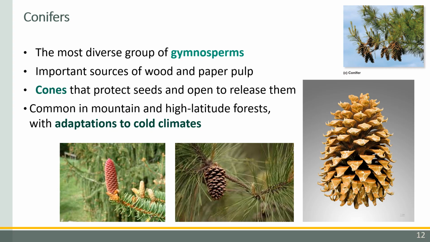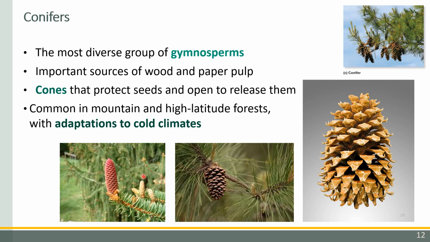They have these big fancy cones that protect the seeds. So the seeds are kind of tucked away down inside this female cone here, and to release the seed, the cone has to open up. So the cone opens up. They usually have winged seeds, so the wings of the seeds will get picked up by the wind and blown somewhere else to germinate. They usually have a male and a female cone.